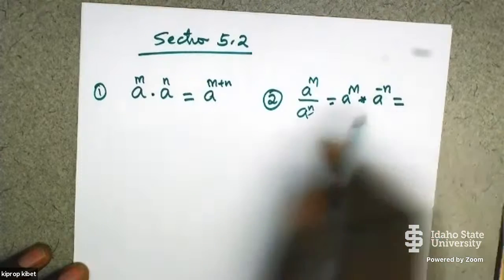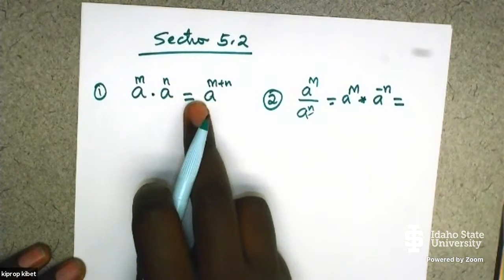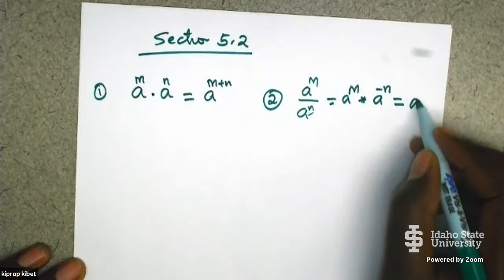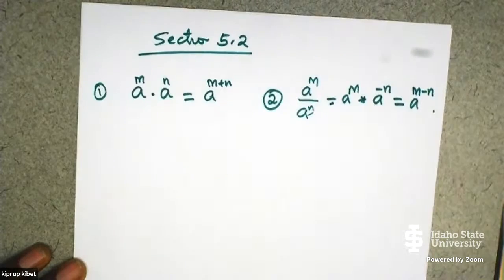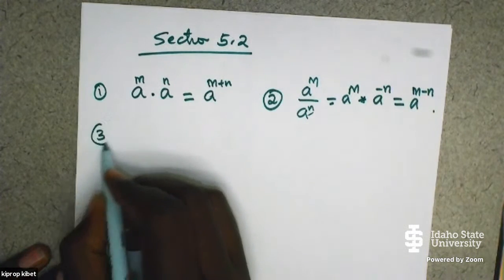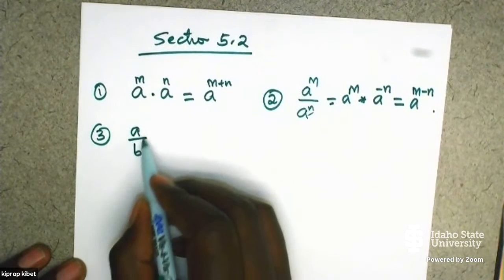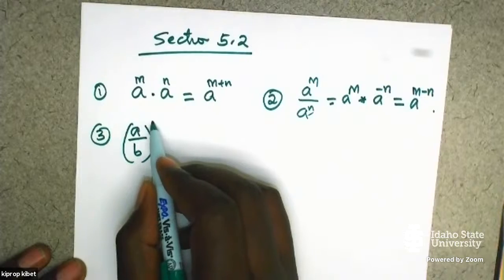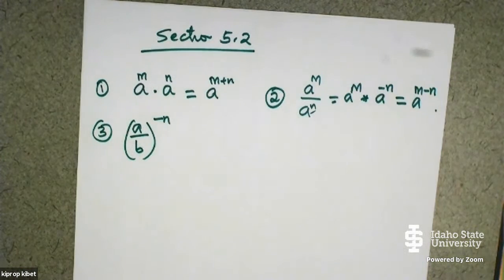Now using this property number 1, it will be A to the M minus N. Number 3, if we have A over B raised to negative N.